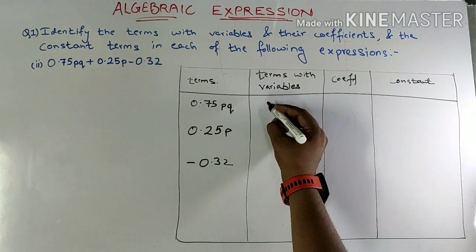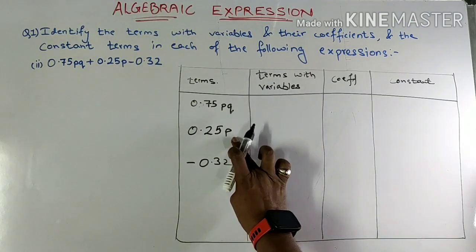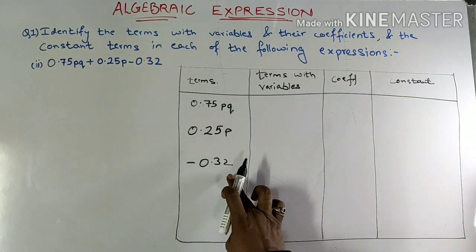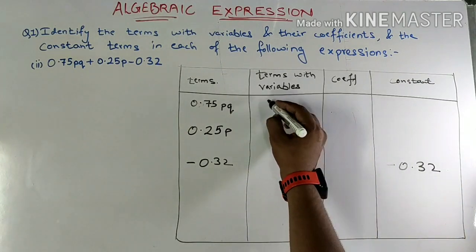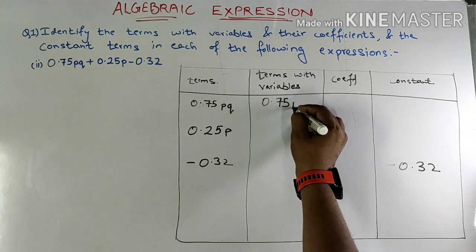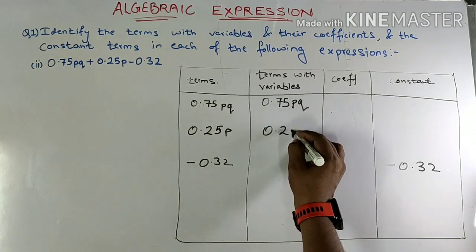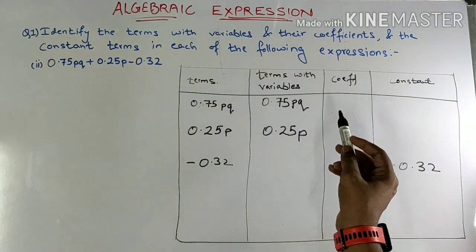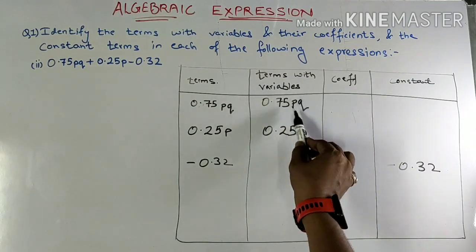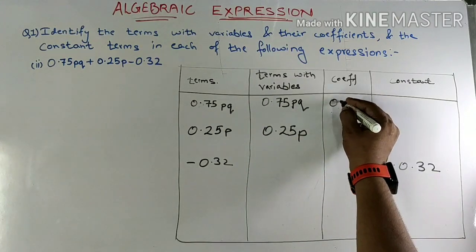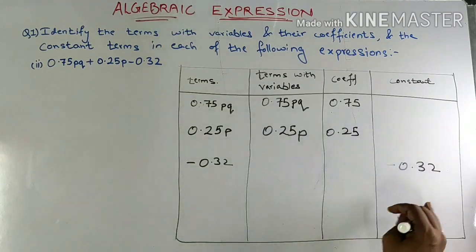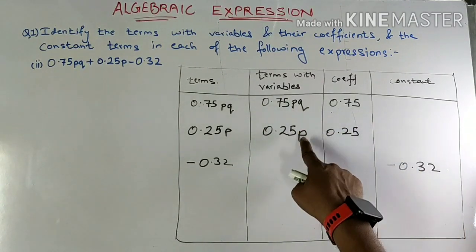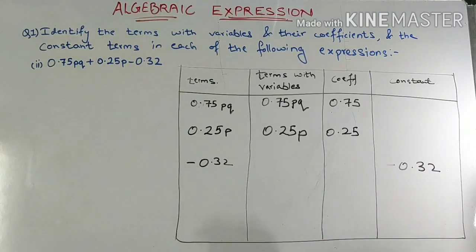Okay, so terms with variables are these 2 terms. This is a constant because it does not have any variable, so it directly comes over here. That is minus 0.32. Terms with variables are 0.75 pq and 0.25 p. Now what is the coefficient? Coefficient is the number next to my variables. So 0.75 is my coefficient over here and 0.25 is my coefficient over here. And what is the variable? pq is the variable over here, p is the variable over here. With this, we finish the second question. Please go through it again.